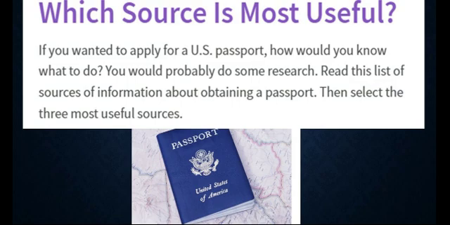Which source is most useful? If you wanted to apply for a US passport, how would you know what to do? You would probably do some research. Read this list of sources of information about obtaining a passport. Then select the 3 most useful sources.